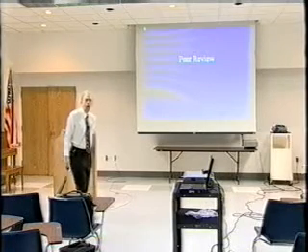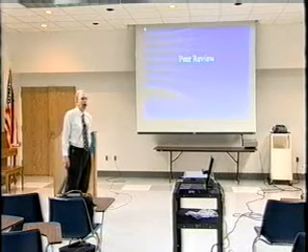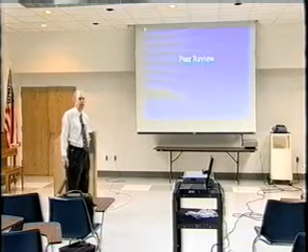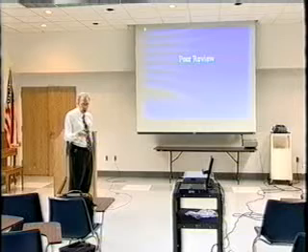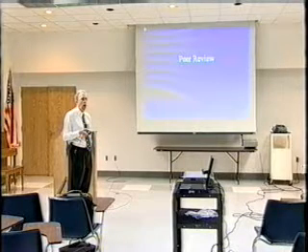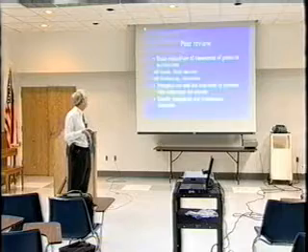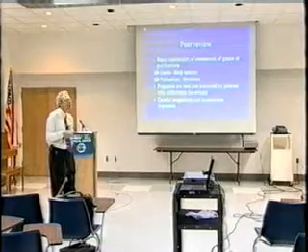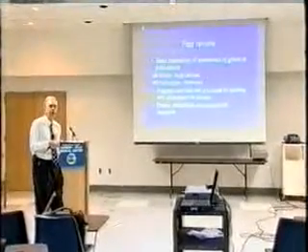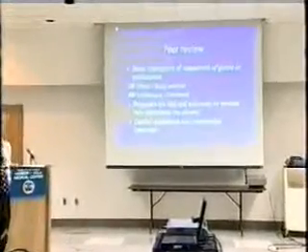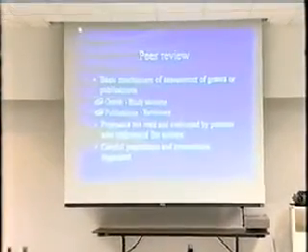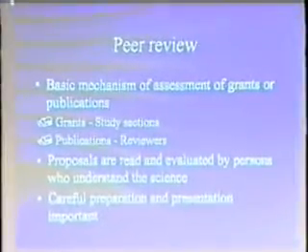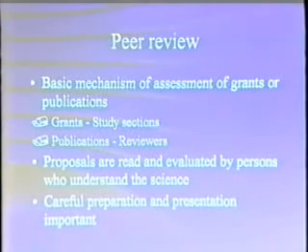Now we're going to talk about peer review. Peer review is a system whereby grants and publications are reviewed in such a way as to try and make them better and to try and evaluate their scientific worth. It's the bedrock of all science in the United States and in most of the rest of the world as well. It's the basic mechanism of assessment for grants and publications. In grants, for NIH, it involves study sections. For other charitable foundations, it could be nothing more than the board of directors of the foundation, but there is somebody there looking at the grant and evaluating the scientific merit of it.